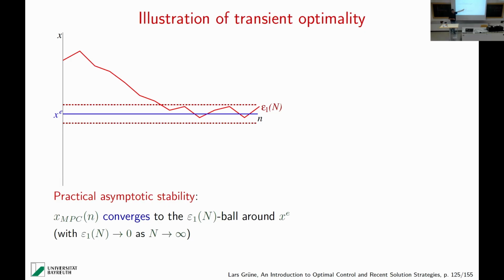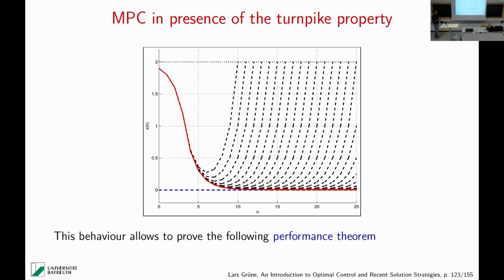If you have looked closely, let me quickly go back to that example. With N equal to 10, we are not exactly at the equilibrium. We are a little bit away. We converge to something which is still steady, but it's not exactly the equilibrium.